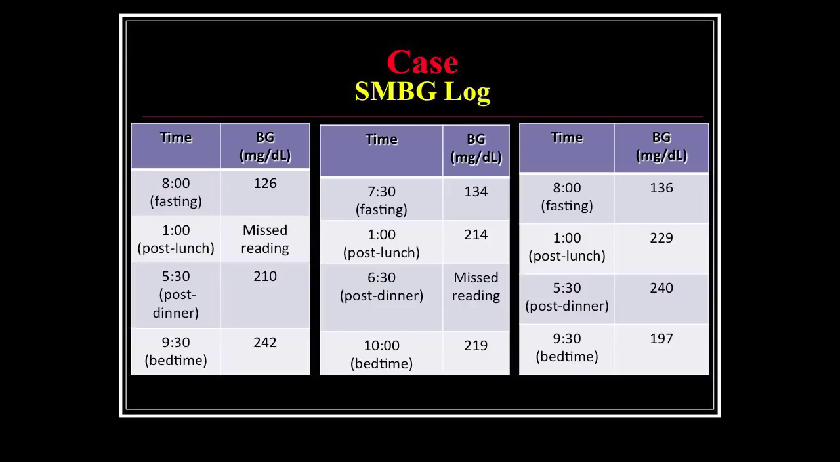These are the SMBG logs. As you see, fasting numbers are okay, not at goal, but still 60% of them are. But post-lunch, post-dinner, and bedtime, none of them are at goal, and the majority of them are over 200.